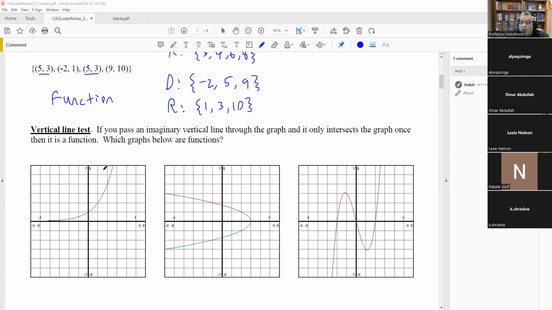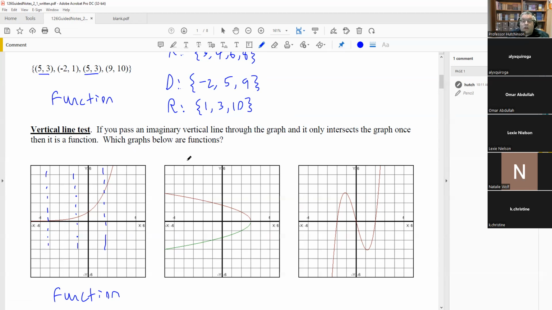Now this one, I could draw a dotted line here. I could draw another dotted line down there. No matter where I draw it along here, even here, no matter where I draw the vertical line, every time I do that, it's only hitting the graph at one place. So this one right here is considered a function, because for every x value, I'm only getting one y value there.